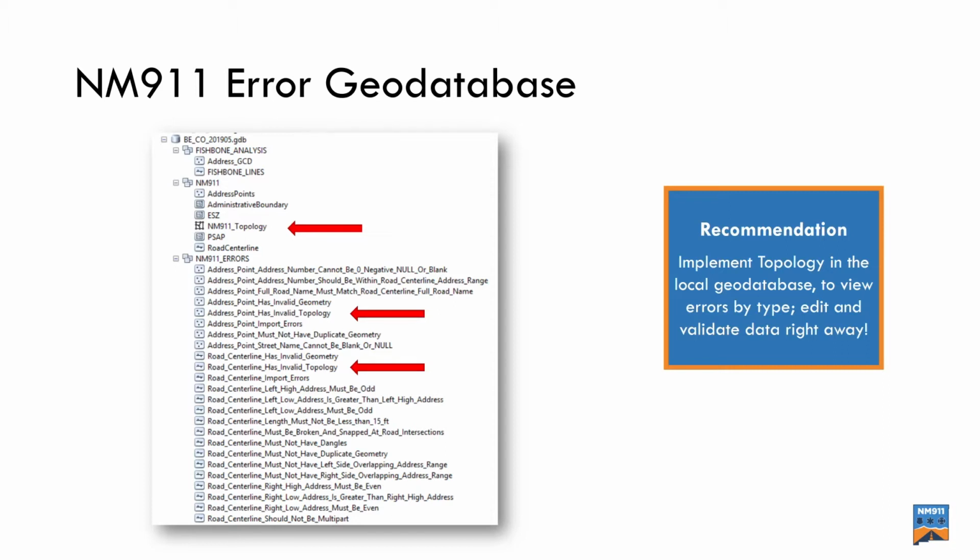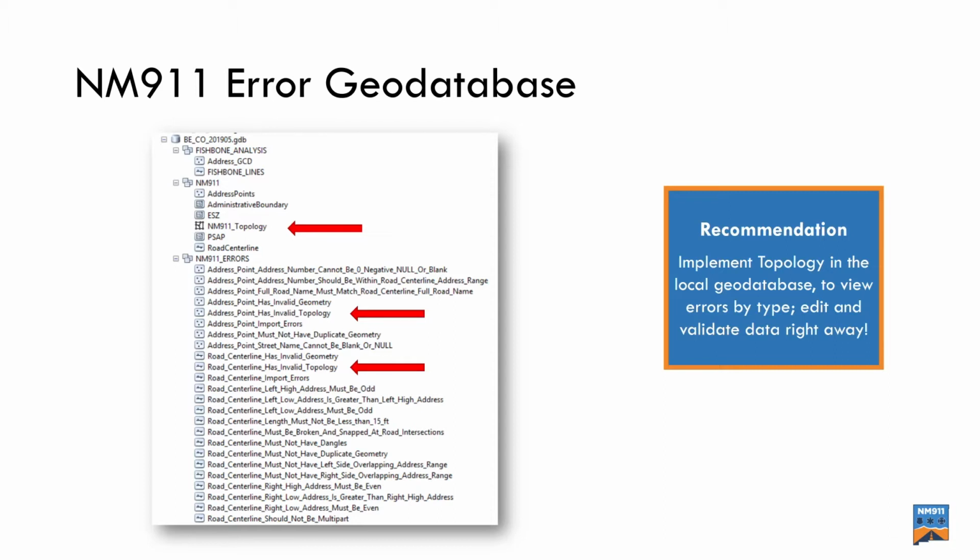If you would like to maintain your data in a geodatabase using the state schema, you can download the NM911 GIS data model template available on the website nm911.org. To work with topology, users need ArcGIS Standard or Advanced license levels. ArcGIS Basic license level does not allow editing topology.